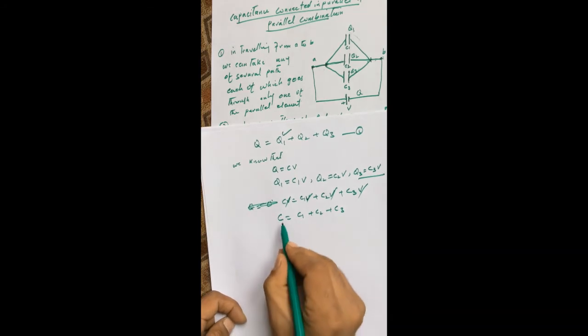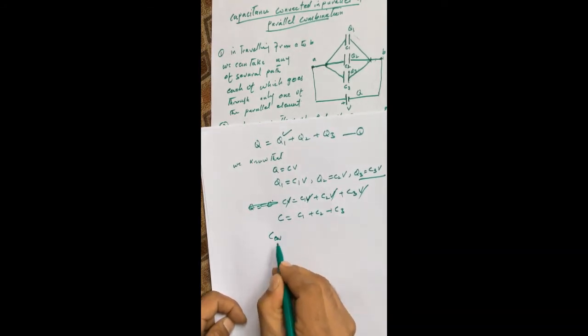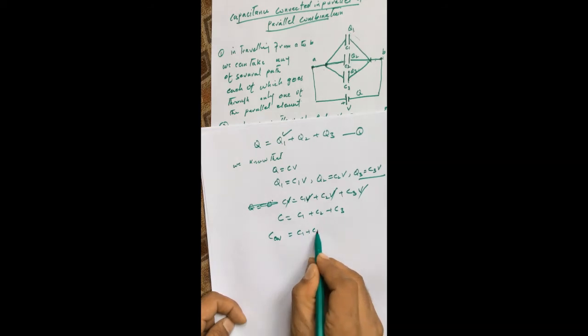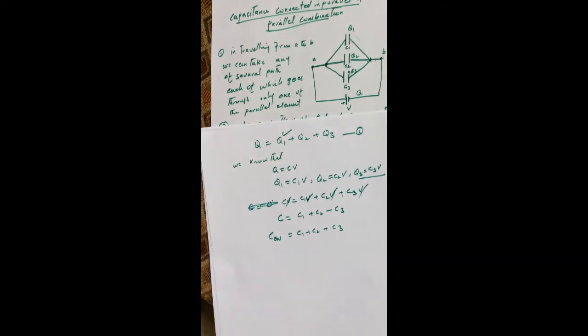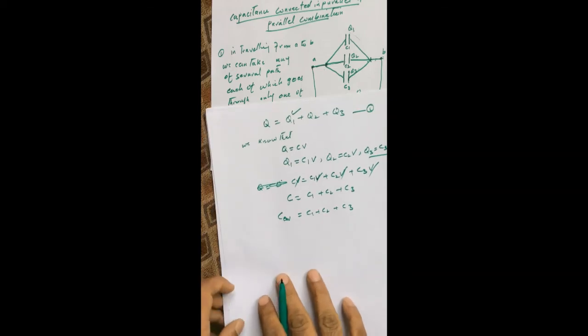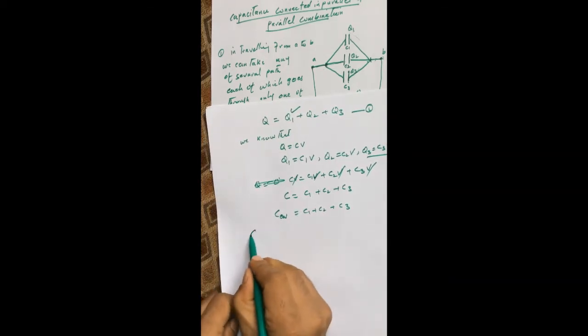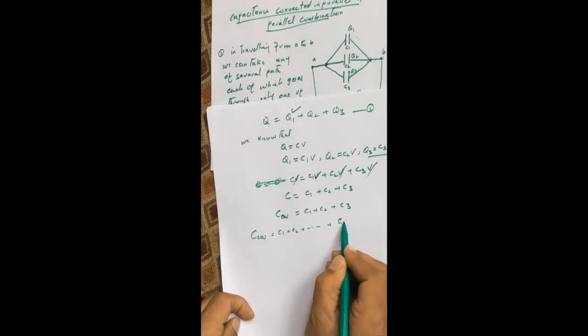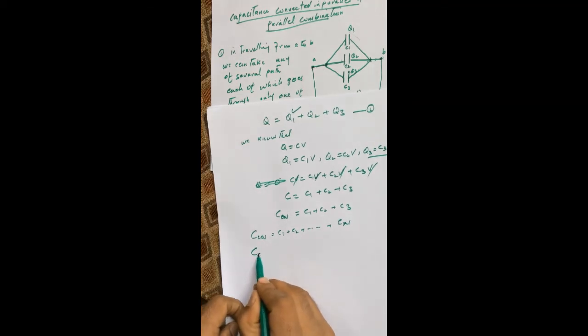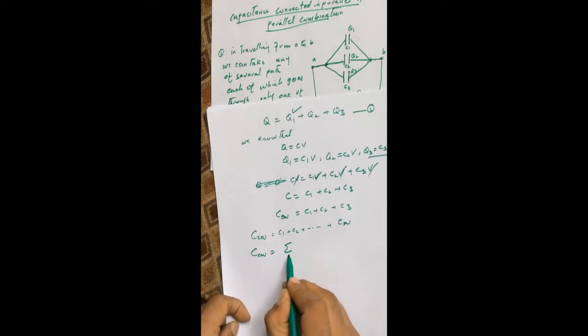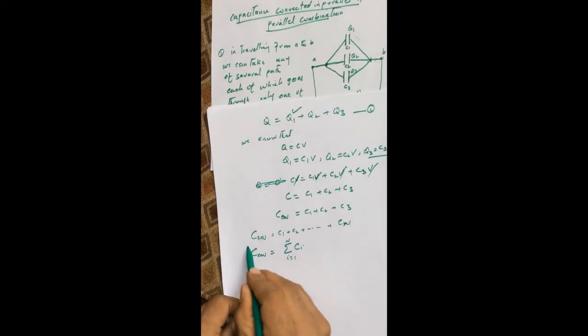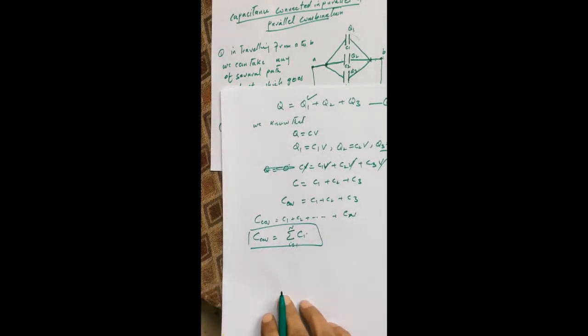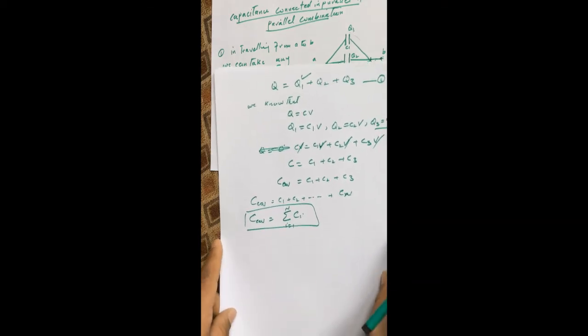Or we can say that this is the equivalent capacitance, C equivalent, which is equal to C1 plus C2 plus C3. Now if there are n capacitors which are connected in parallel, then the equivalent capacitance will be C1 plus C2 plus up to Cn. I can say that C equivalent is equal to the sum over i of Ci, where i goes from 1 up to n. This is the equivalent capacitance of n capacitors which are connected in parallel combination.